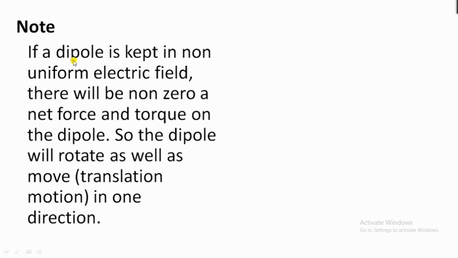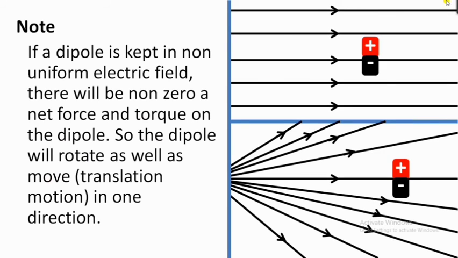Now if we keep the dipole in a non-uniform electric field, at that time the net force will not be 0. So at that time there will be translational motion as well as rotational motion. So let's understand how. For a uniform electric field, that is parallel lines, the dipole will just rotate and align itself with the electric field. But in a non-uniform electric field, the dipole will rotate as well as move from the less electric field region to the high electric field region, like this. Out here you can see the net force is 0, that's why it is not moving. But out here the net force will not be 0 because the electric field is not uniform. So this will happen, rotation as well as translational motion.